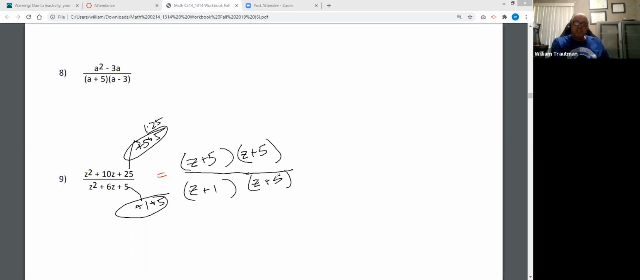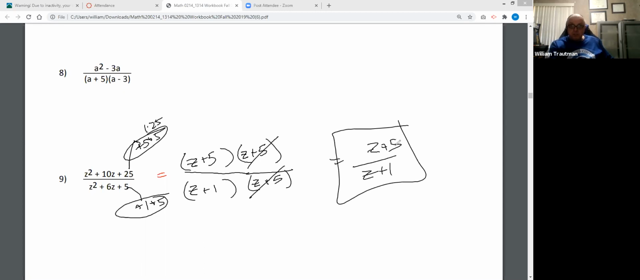So when you factor these, this is what you should have got, right? 25 is 1 times 25 and 5 times 5. And the only way to get 10 is a plus 5 and a plus 5 on top. On the bottom, the only way to get 6 for 5, 1 times 5, is a plus 1 and a plus 5. Once it's all factored, cancel anything that's the same. You don't have to cancel one top with one bottom. Those two cancel. We're done. I have a z plus 5 on top and a z plus 1 on the bottom. That's the answer.